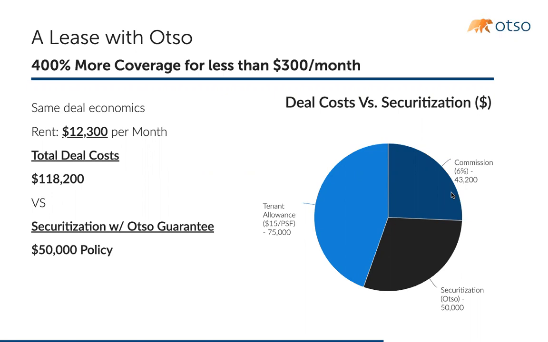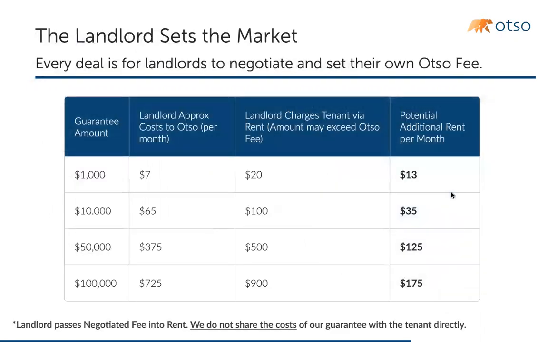And so I just want to hammer this home. 4x coverage for $300 a month. That's a $50,000 policy versus a typical deal where they'd have 12 grand. The cool thing is we have some landlords, because we don't share that financial report directly with the tenant, that are able to put some alpha on these fees as well. Remember, the landlord is only responsible for the fee that we outline in our report.